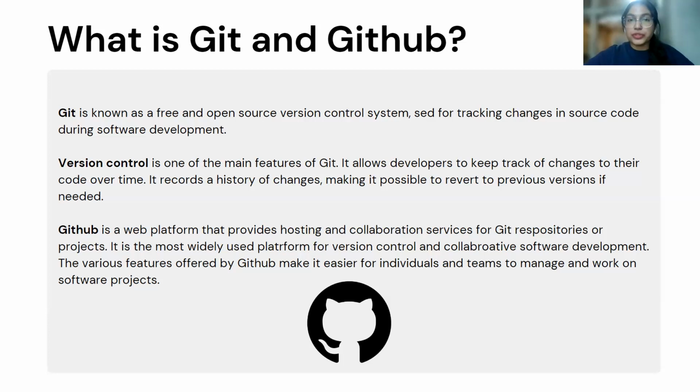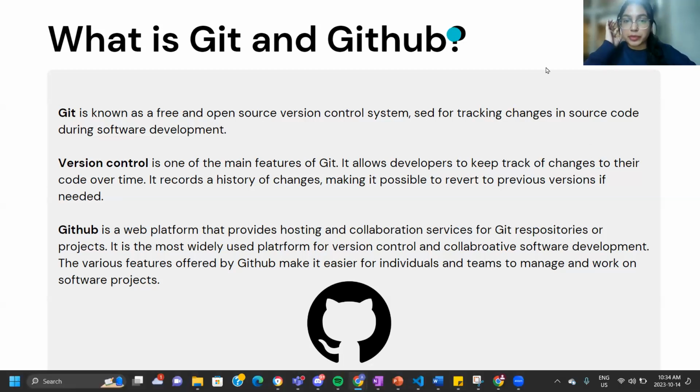And an easier way to do that is using GitHub. So GitHub is a web platform, or an online platform, just like Instagram, Facebook. It's an online platform that provides hosting and collaboration services for Git repositories and projects. So it's a way for you to share your projects and to work on projects with other people. Just like when you're working in a larger team, it's easier to have one place to store your project and have people make changes to it.